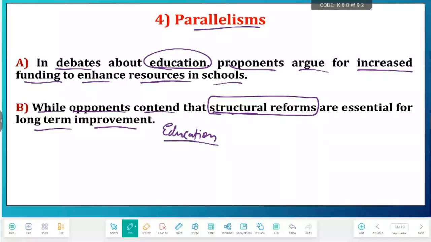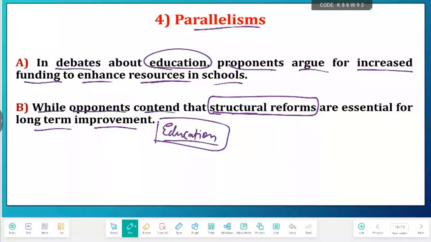What is the goal of both? Proponents as well as opponents. What is the goal of both? The goal of both is education only. It is improvement in education. We can say that both the parties are going for the improvement of education.